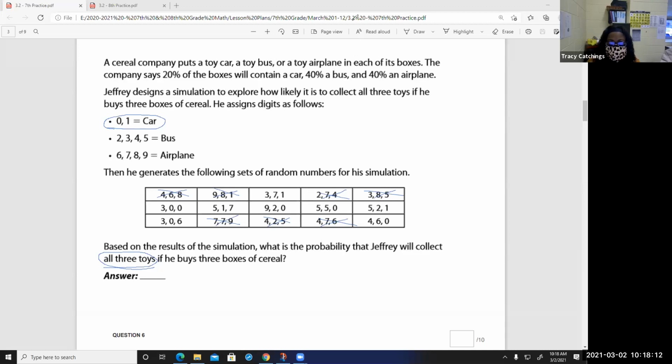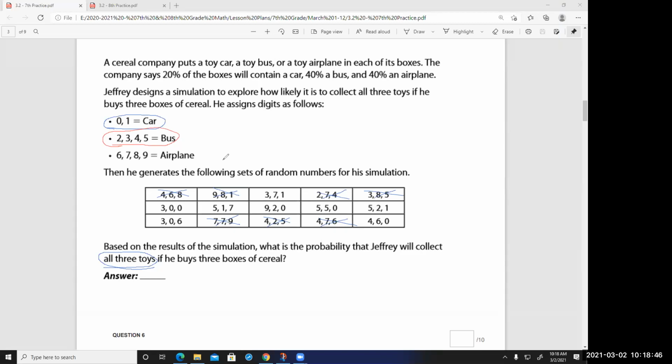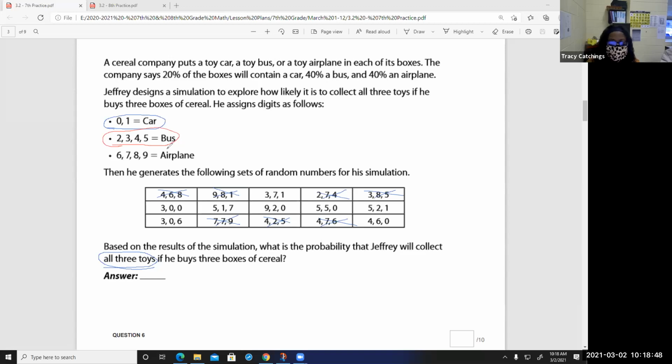All right, so let's look again. Now they said we need 2, 3, 4, 5. What can I eliminate? They got a 3 in it. You got a 5. You got a 2. 5, 2, 1. They got 2 and a 5. Keep everything. Okay. The next one they said 6, 7, 8, 9.